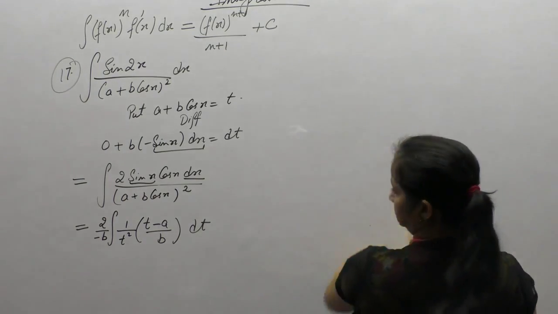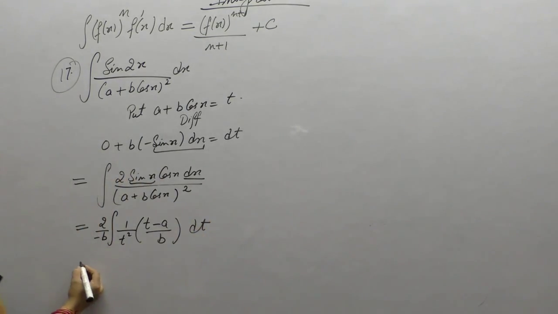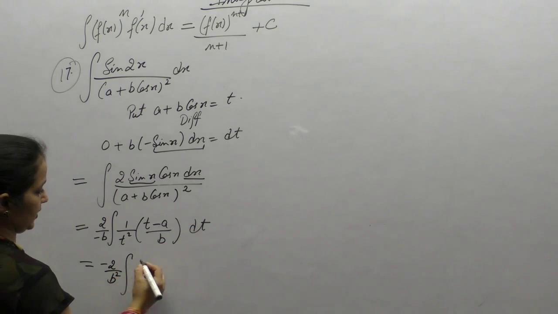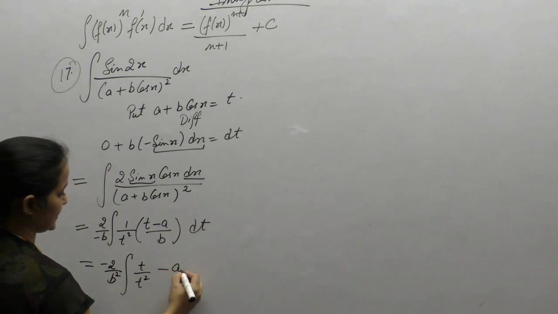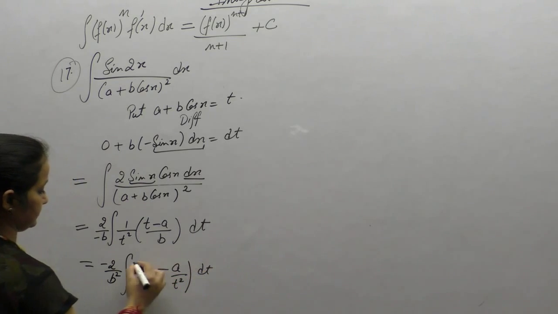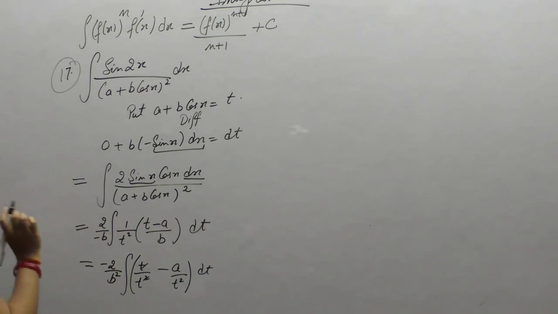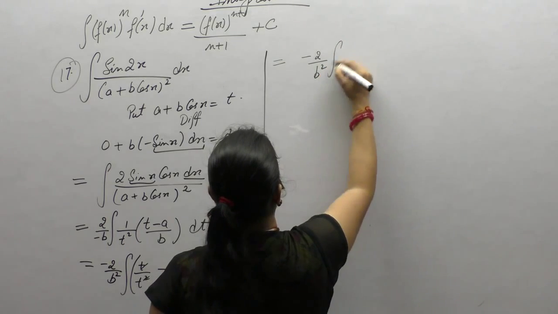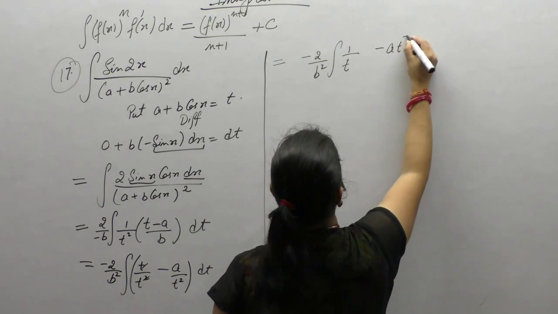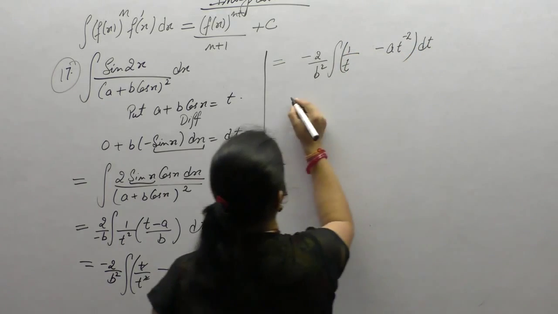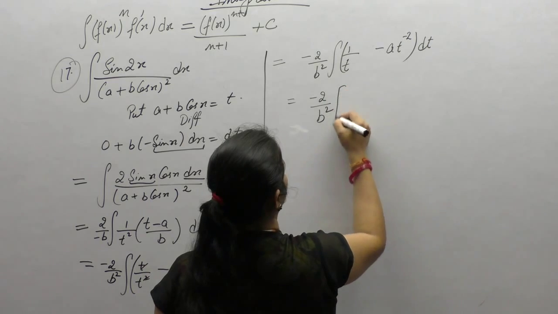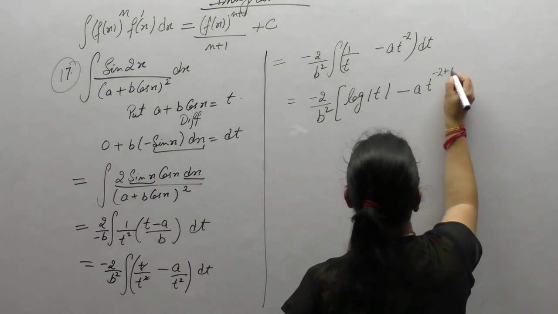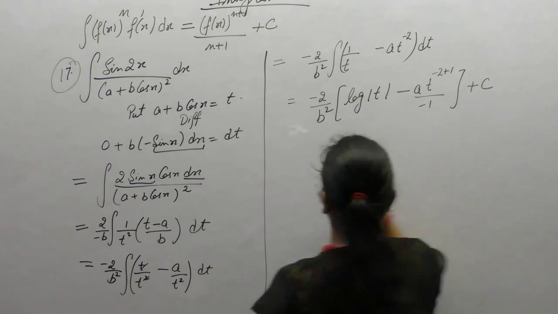Now in the next step, minus 2 upon b, b is constant here, b square. T upon t square minus a upon t square dt. Minus 2 upon b square, integral of 1 upon t minus a t power minus 2 dt. Integral of 1 upon t is log of t. Apply power rule here, t power n plus 1, minus 2 plus 1, minus 1, plus c.